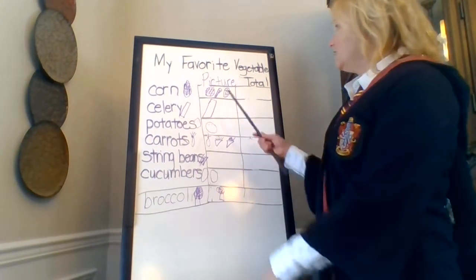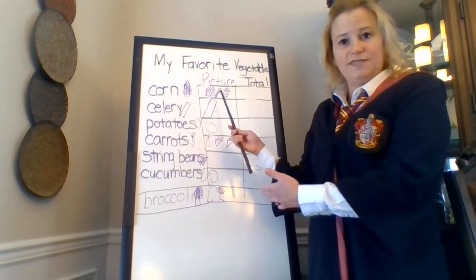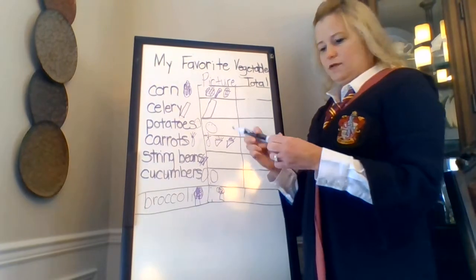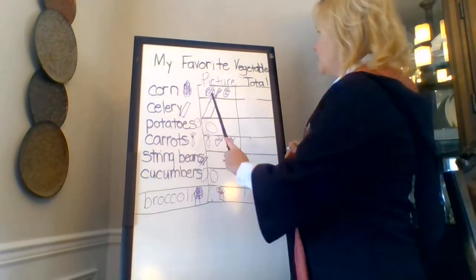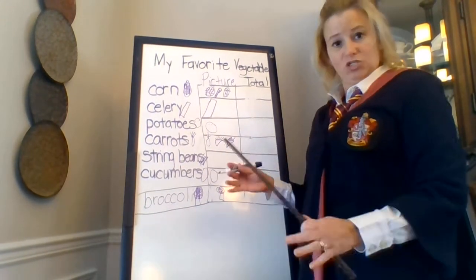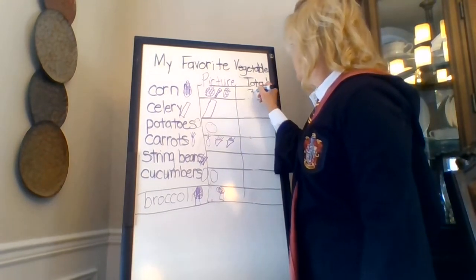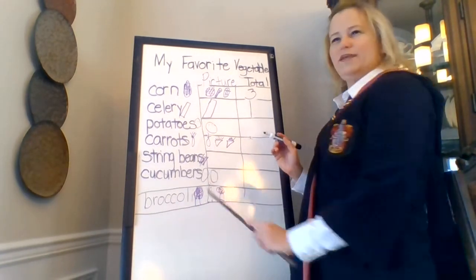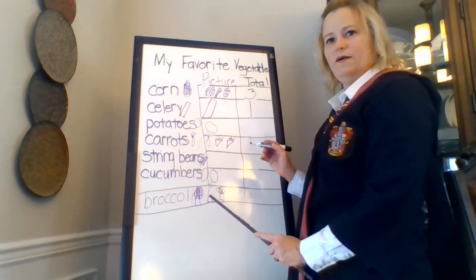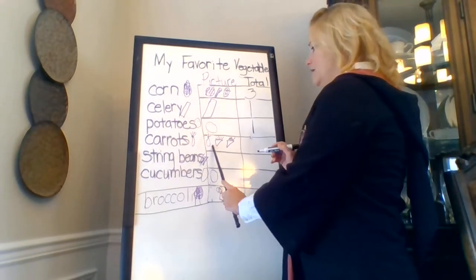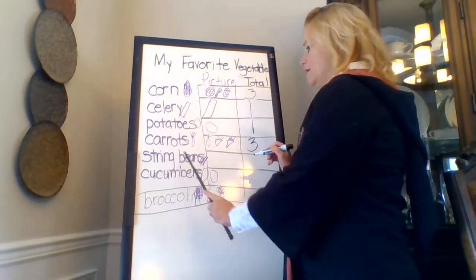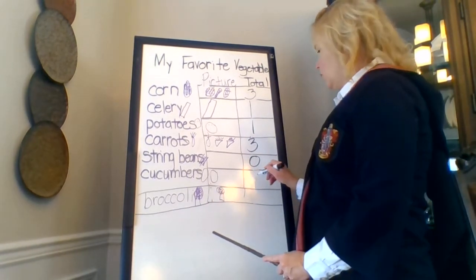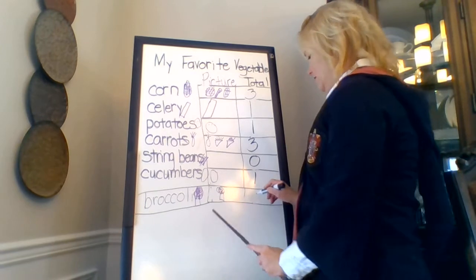So now we take a look at the pictures, and again, we use the data here to get our totals. So corn, I had 1, 2, 3 pictures of corn, so my total is 3 here. Celery, there's 1 picture, a 1 here. Potatoes, boys, how many pictures are here? 1. Carrots, how many? 3. String beans? 0. Cucumbers? 1. Broccoli? 1. All right.